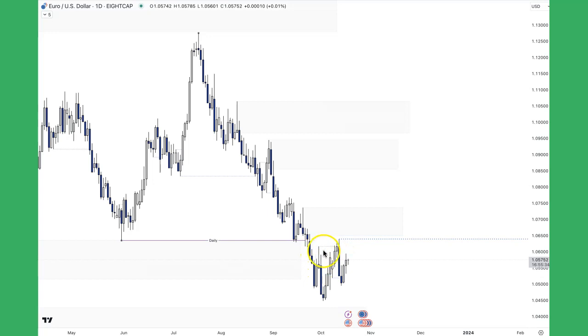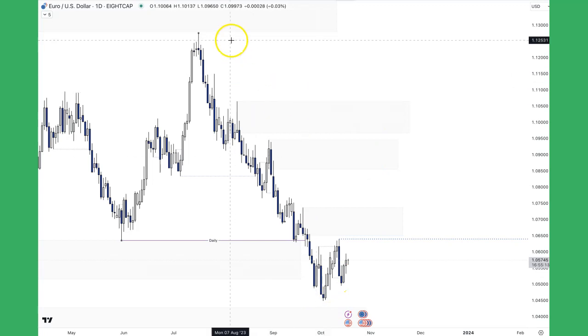Now, how do we know the pullback has started? The bare minimum that we need is a change of character, which happened over here. So we can say that probably the pullback on the daily has started. And where will this pullback go up to? Well, we expect it to at least come to the premium levels.